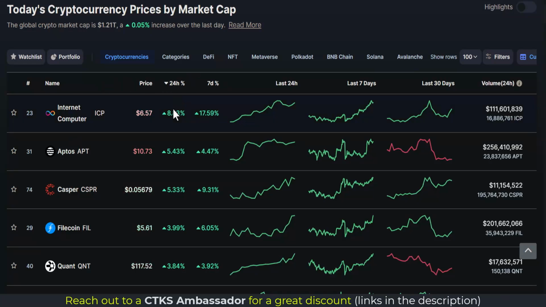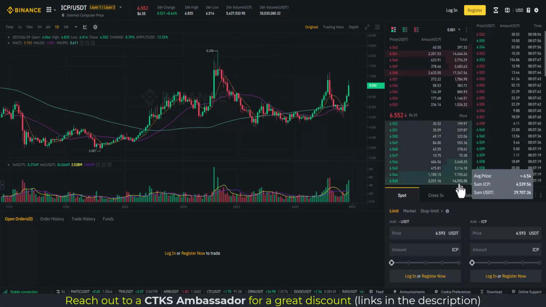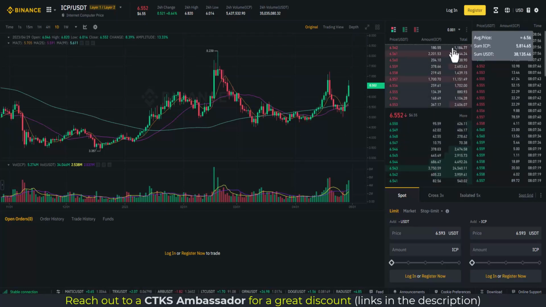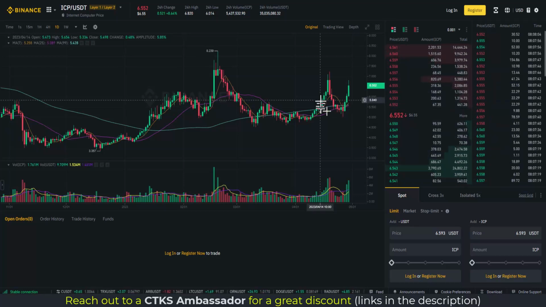I'll give you a little bit more of an understanding. When we look at the greatest gainers in the past 24 hours, we can see ICP is up nearly 9%. What would you expect the depth chart to look like on ICP? Well, let's go check it out. When we look at ICP, we can see there's a reasonable amount of depth, and you can see how quickly it changes as well.